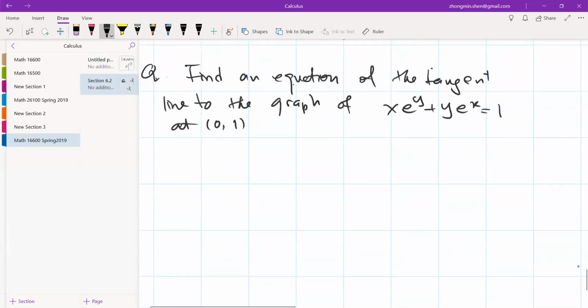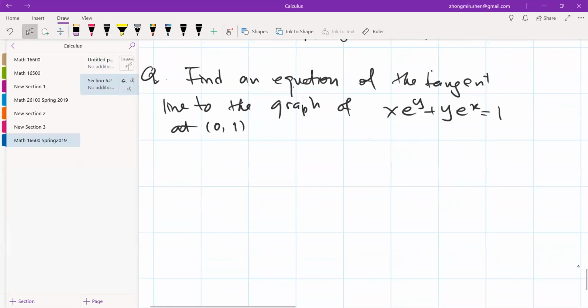Yes, this is indeed a point on the graph. When x equals 0, y equals 1. So this is a point on the graph. It's implicit, so you have to find it using implicit differentiation. All I have to do is find the slope.